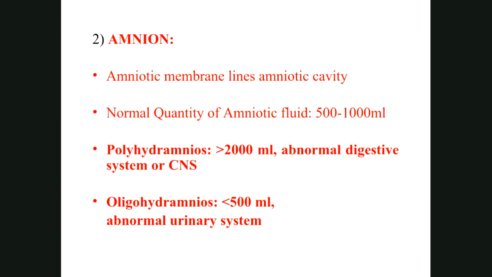So measuring the quantity of the fluid in the amniotic cavity is also clinically important to know whether the developing baby has abnormal development of the digestive system, nervous system, or urinary system. Fluid more: development error in the digestive system and CNS. If the fluid is less: abnormal urinary system. And that is the importance of knowing the amniotic cavity and amnion.